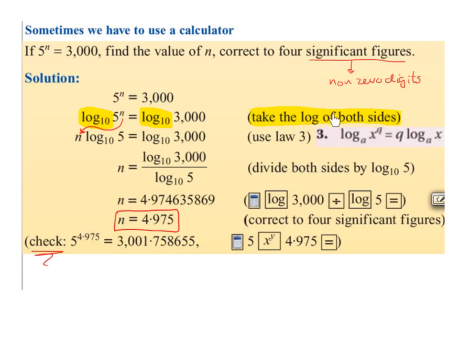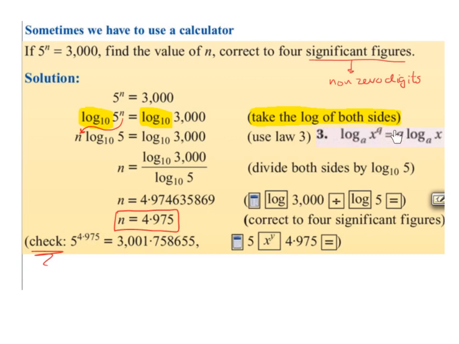We're going to take the log of both sides, or apply the log of base 10 to both sides. So the log on its own is really log base 10. So basically stick log base 10 in front of the 5 to the power of n. So we have log base 10 of 5 to the power of n. And stick log base 10 in front of 3000. So we have log base 10 of 3000.